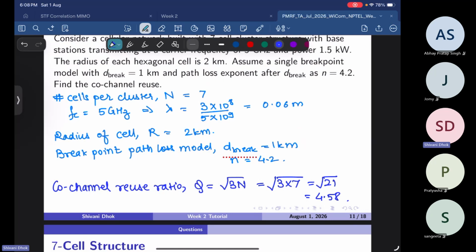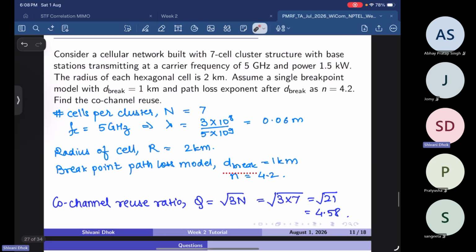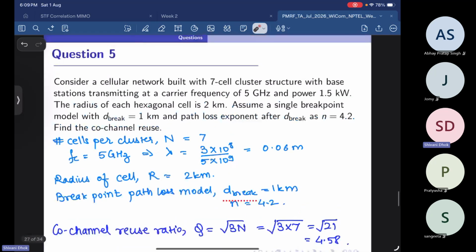That's all that was asked in this question, and they had given a lot of noise and a lot of parameters. The only parameter of use to us was N equal to 7. Rest everything was useless for this particular question. So it might happen that in your question too much information is given. Don't get confused. The question can be as simple as find the co-channel reuse ratio, which depends only on one parameter in the given listed parameters. So that's all about this particular question. Any queries?